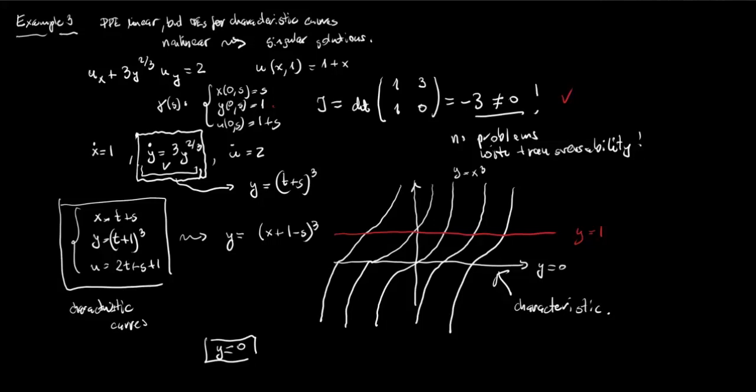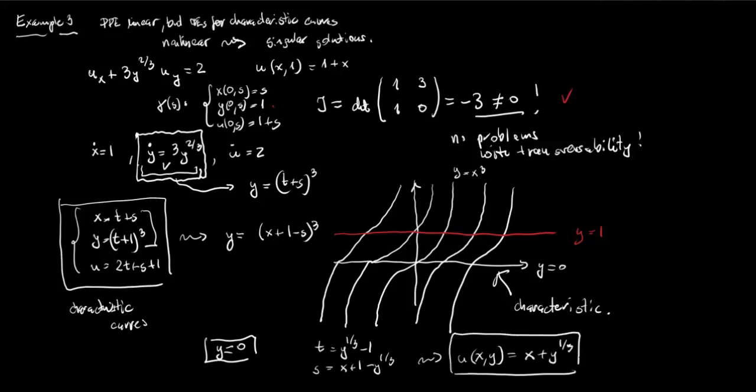And indeed, if we invert this, we get t and s, which gives a solution, and this solution is non-differentiable at the line y equal to 0. And the reason for that is that the ODEs for characteristic curves do not satisfy the Lipschitz property.